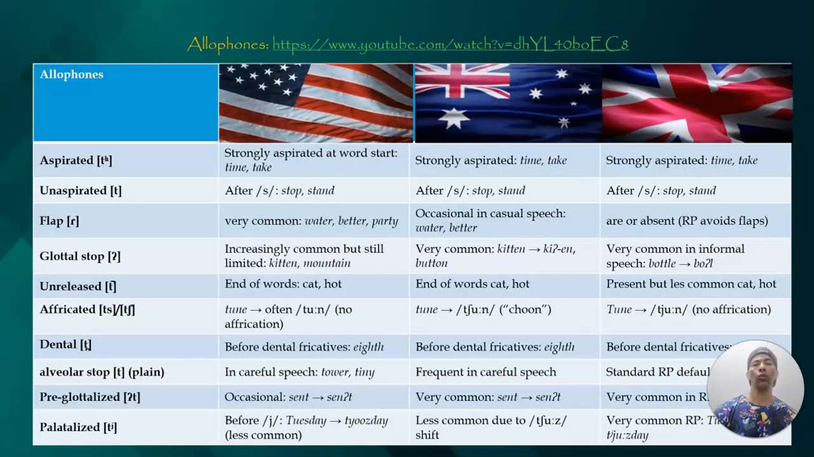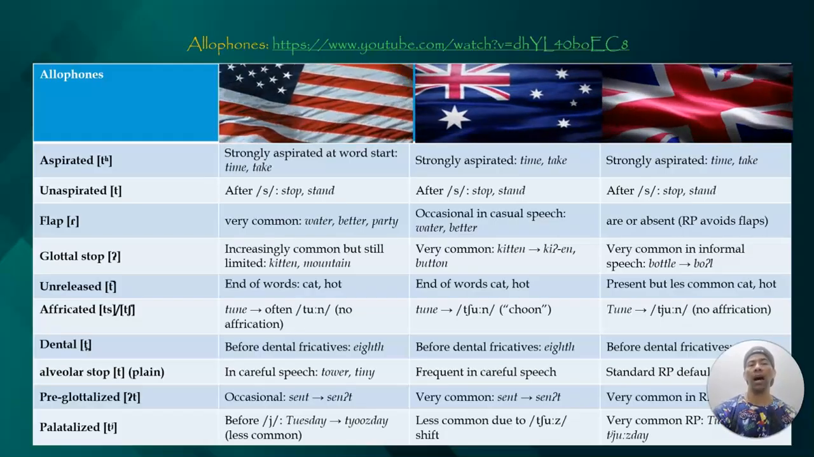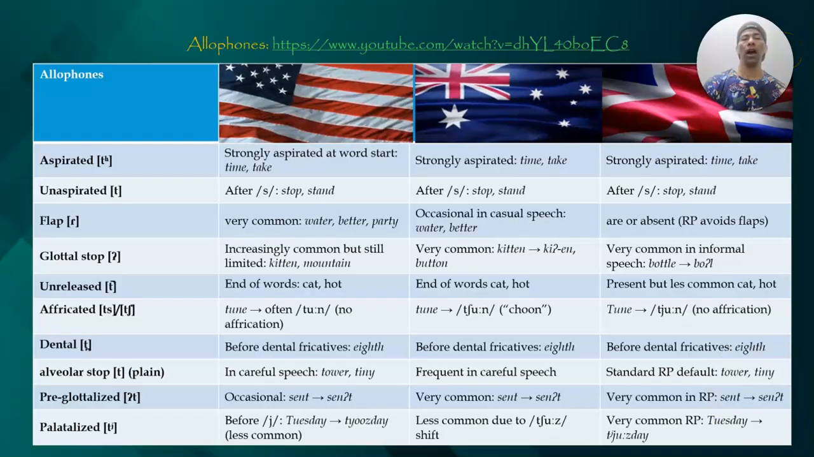strongly aspirated at word starts, like in time, take. If you put your hand in front of your face and you say the word time, take, you can feel the puff of air coming out of your mouth. So this is the aspirated T. Strongly aspirated in British as well as in Australian English. Unaspirated when the letter is pronounced in the middle to the end of the word.